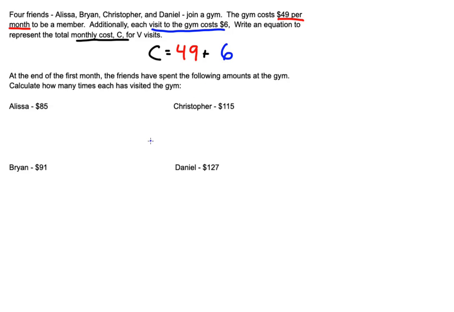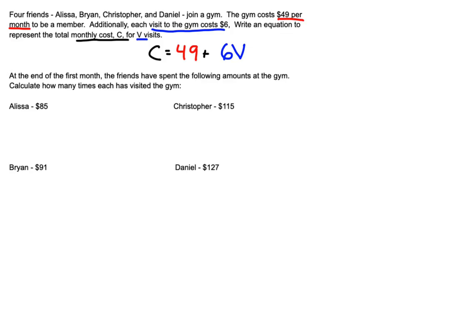But how many visits do I do? Well, we're going to use V for visits. So if I have one visit, it's just 1 times 6. If I have 2 visits, it's 2 times 6. If I have V visits, it's V times 6. So we'll call that 6V. So now we have an equation that represents the cost for visiting the gym: the $49, which is what it costs per month, plus 6V, which is you pay $6 per visit.